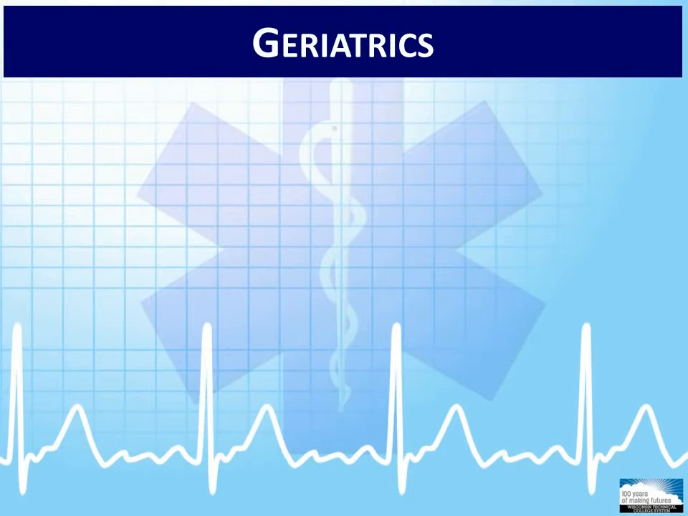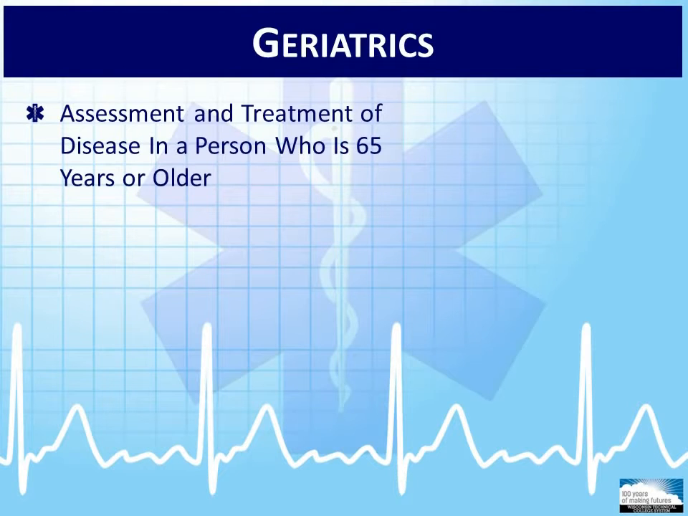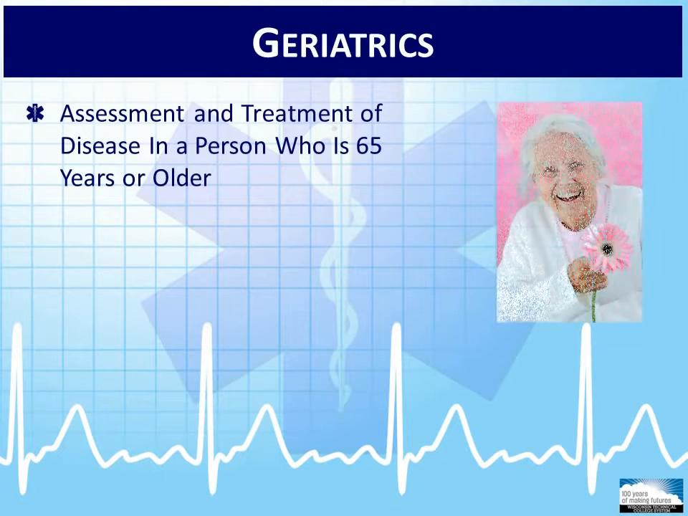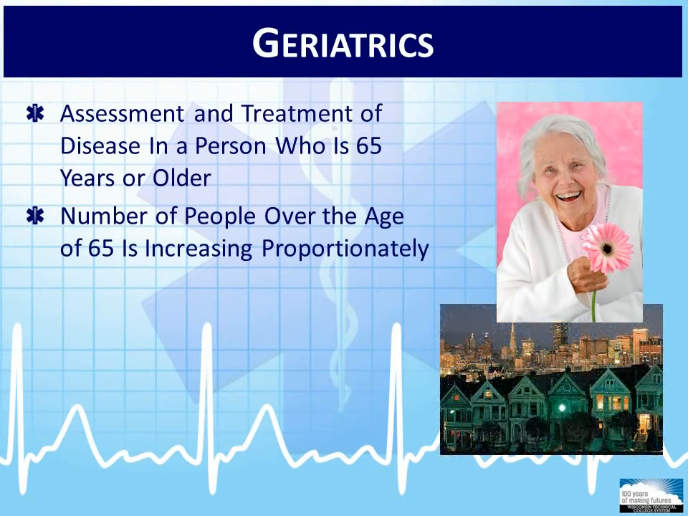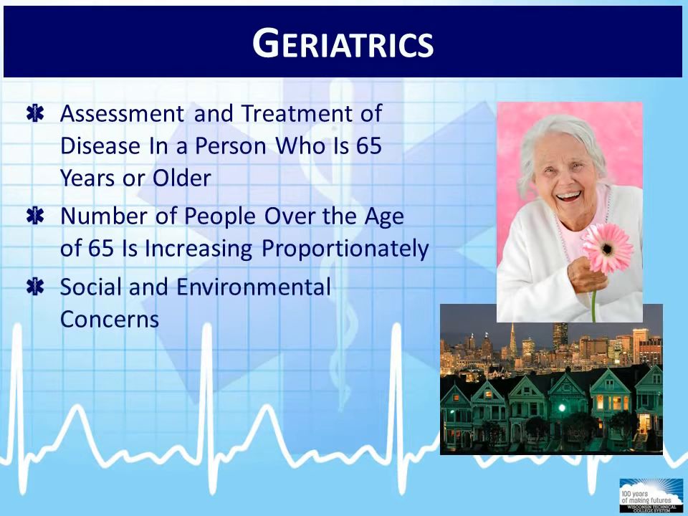The term geriatrics, as it applies to the EMS field, is defined as the assessment and treatment of disease in a person who is 65 years of age or older. With people now living longer than they ever have before, the number of people over the age of 65 is increasing proportionately to the rest of the population. These older individuals may have social and environmental concerns. Some of these concerns may include being socially isolated, having limited resources, and changes in their living environment.